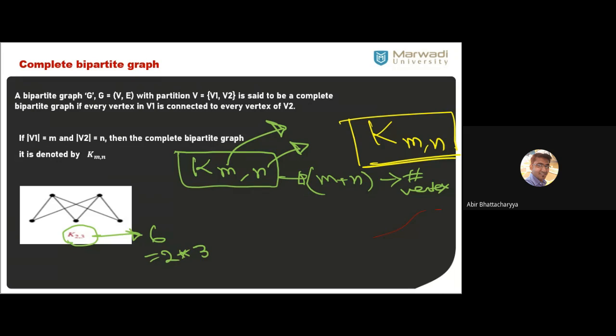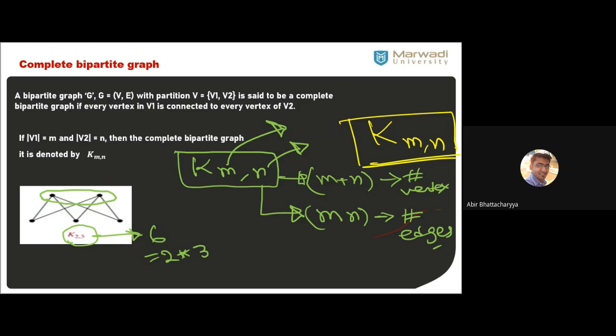Why 2 times 3? Because for each vertex of the first partition, we have connected it with the 3 vertices of the other partition. That means 2 times 3 is the number of edges for K 2,3. Similarly, for K m,n, M times N is going to be the number of edges. Note it down. This is a very important formula.